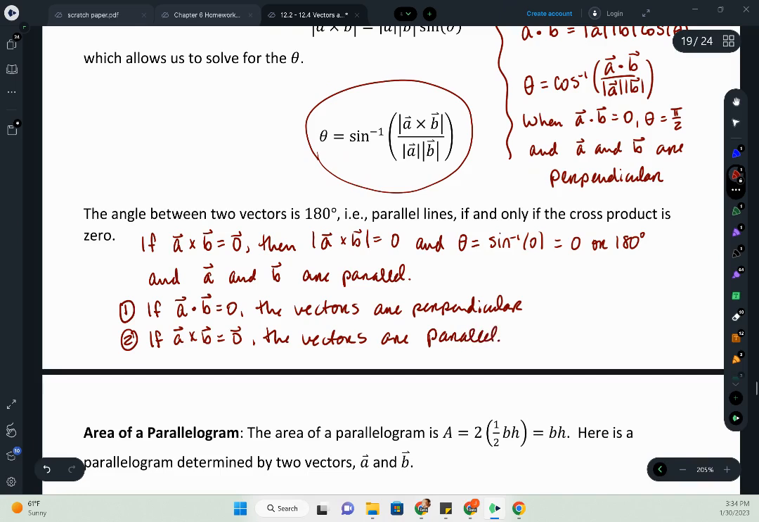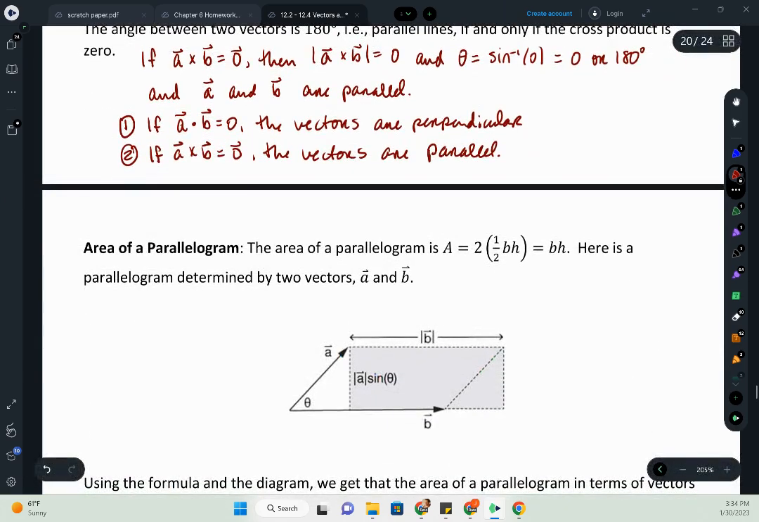So now we have a test. If we're just dealing with two random vectors and we're asked, are these parallel or are these perpendicular? Those are our two tests. Find the dot product. If it's non-zero, the only thing you can conclude is that they're not perpendicular. So then you find the cross product. If the cross product is 0, now you know that they're parallel. If the cross product is not 0, now you know that they're not parallel, right? So we can tell what sort of relationship they have.